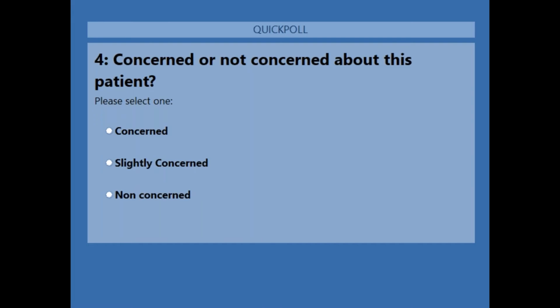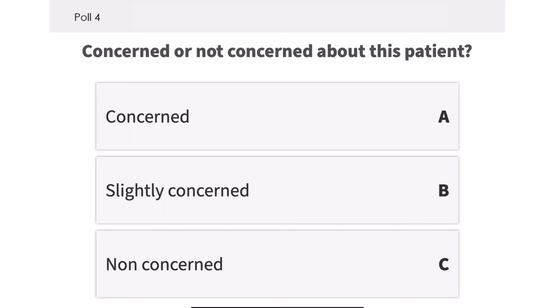All right, let's go ahead and shut that down, Adam, and you can let us know what percent are concerned versus slightly concerned versus not concerned. All right, so 70% of people are concerned, 26% slightly concerned, and 3% not concerned. And just as I suspected, we are strongly leaning towards concern. Again, 96% of you are concerned or slightly concerned. I would completely agree in that particular case.